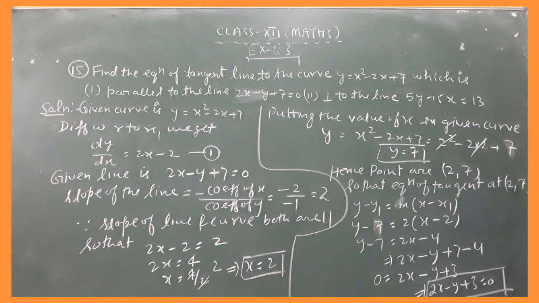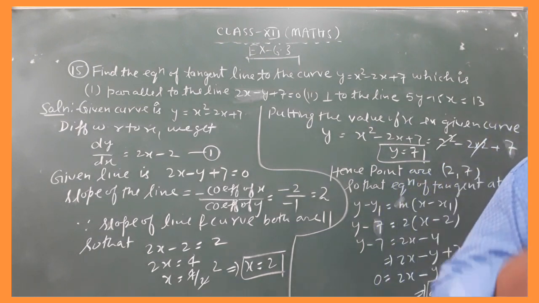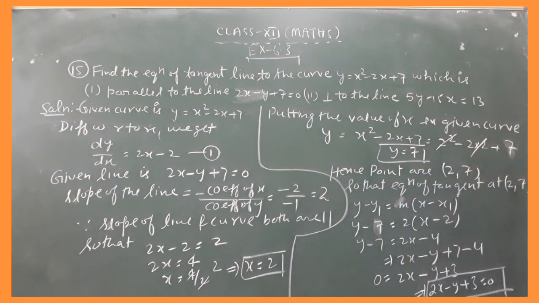2x minus y plus 3 is equal to 0, which is the required tangent, student. That 2x minus y plus 3 is equal to 0 is the required equation of tangent.